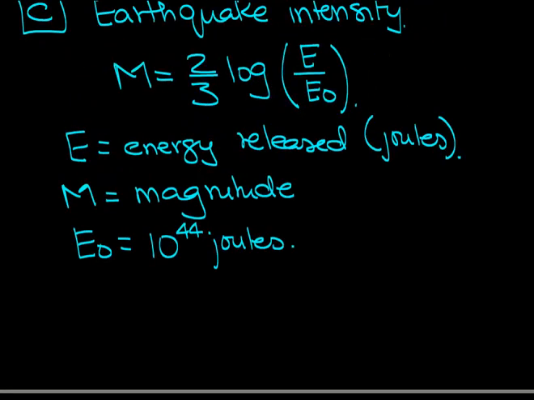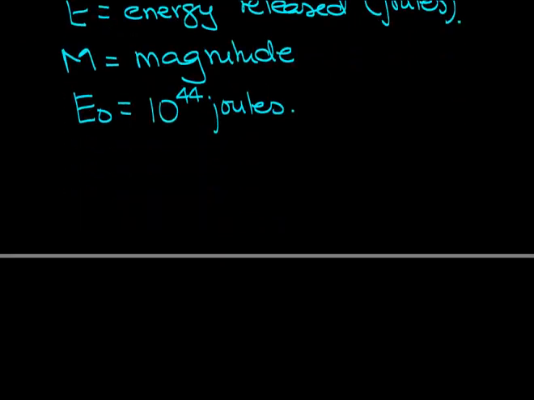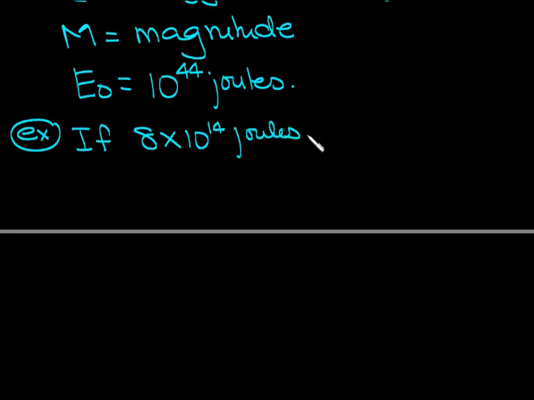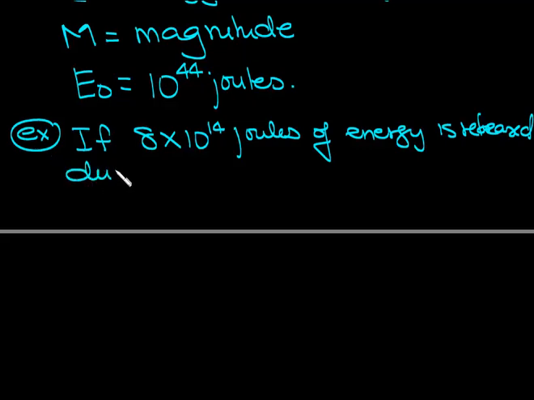So let's just quickly do one example on this. There's no unknown exponents here, so let's see what we need to do. The question is, if 8 times 10 raised to 14 joules of energy is released during an earthquake, what was the magnitude?